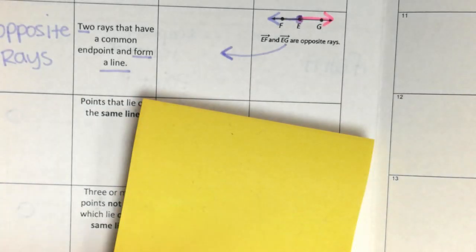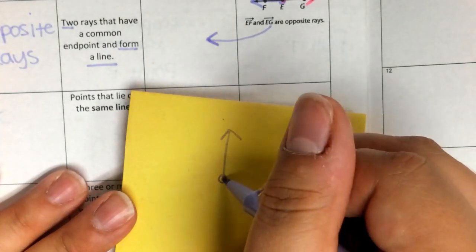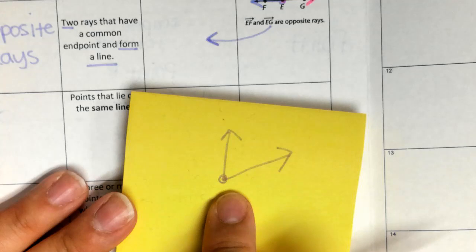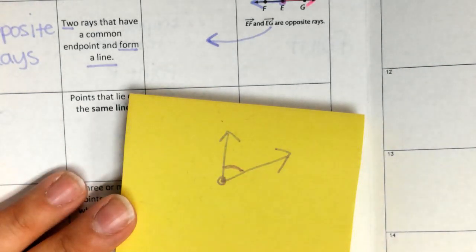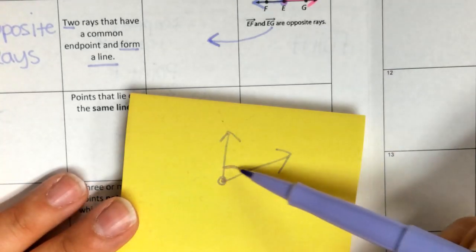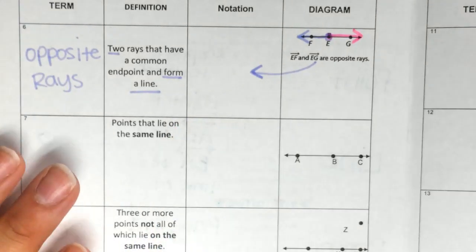Now, I was telling last period, you can have two rays, one like that and one like that. Does that create a line? No, that creates an angle. So two rays, I'm going to email your teacher. Two rays create an angle, but if they're opposite, they create a line.